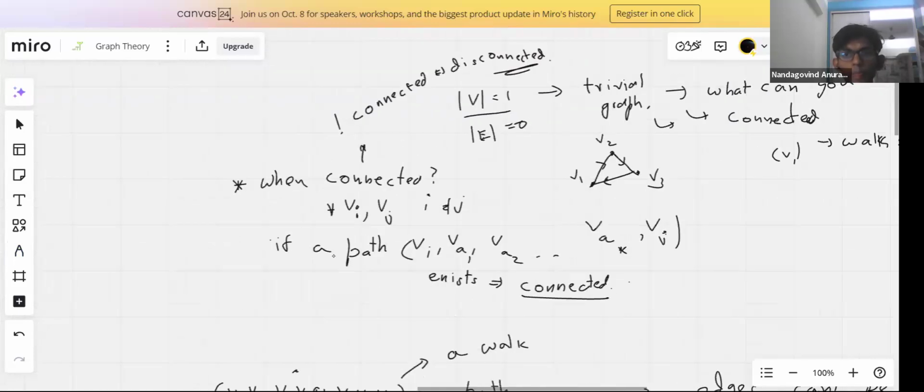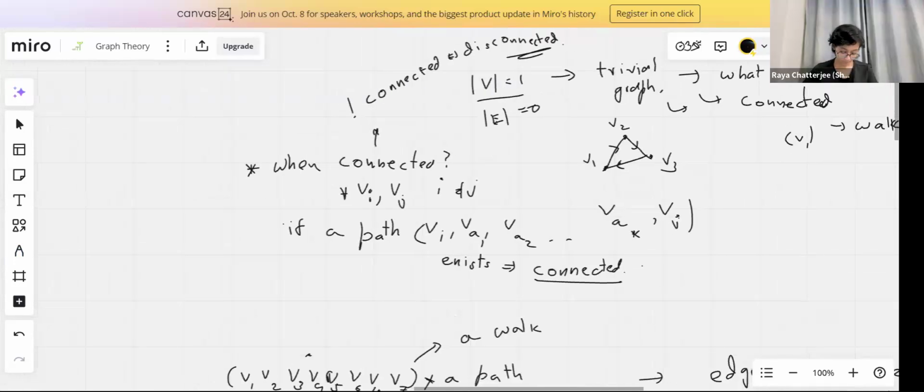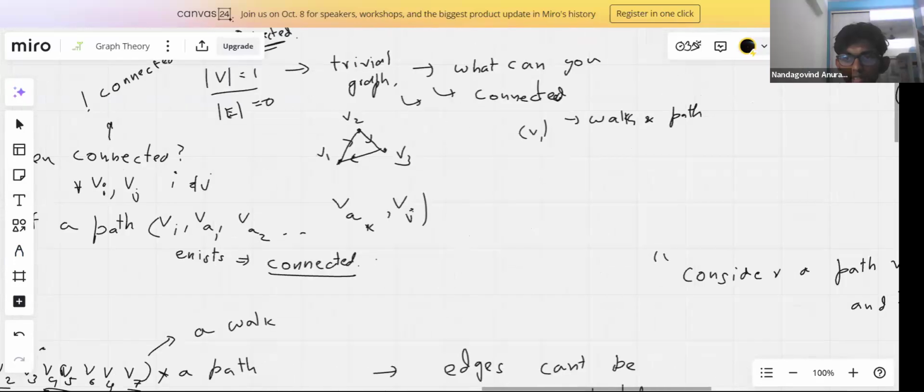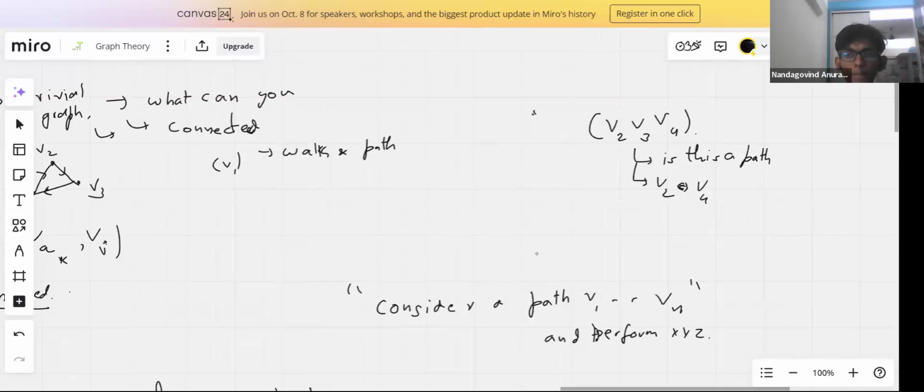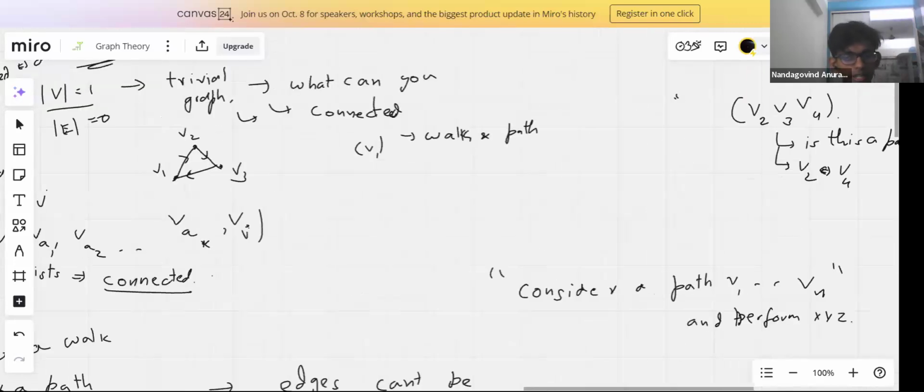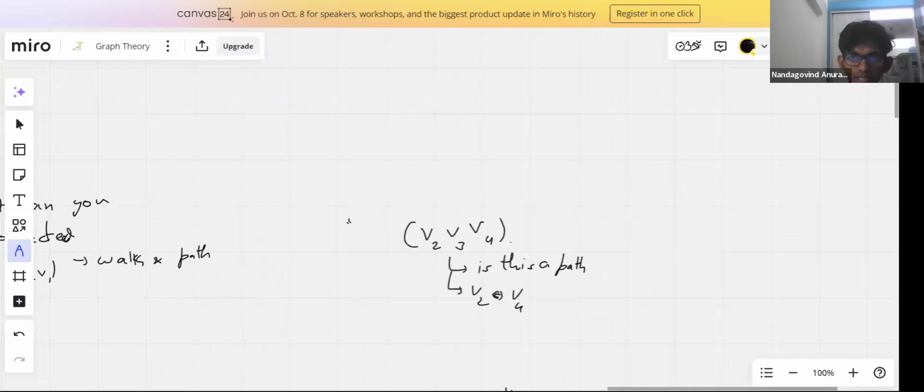Does this make sense? Yeah, it does. Then what did I want? I wanted distance between two vertices.